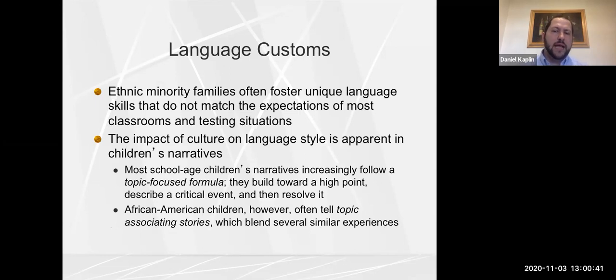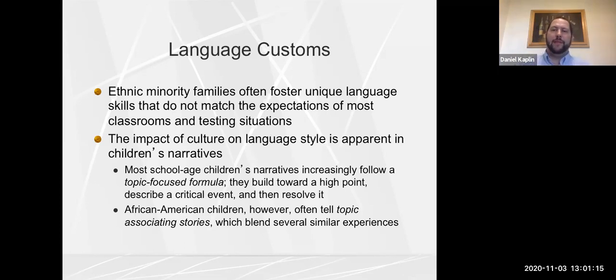So let's look at language customs. When we look at language customs, most school-age children are trained to be topic focused. And if you've ever written an essay in middle school, they tell you set the plot, have some kind of crisis, have a climax, or some kind of conflict, and a climax and a resolution. So it builds to a high point and resolves itself in a linear way.